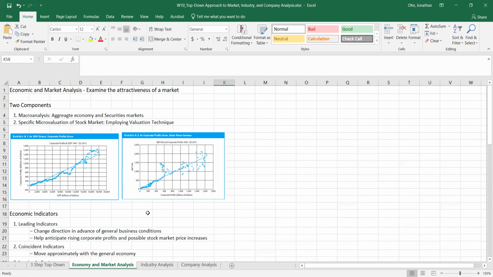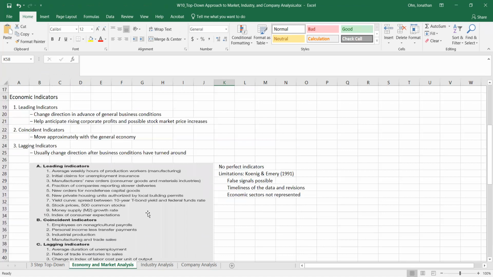And also, if you look at the second one, the S&P 500 and the corporate profit. Corporate profit, that's the corporations, right? S&P 500, the stock market. What do you see? Again, it's a clear positive relationship, right? So macroeconomic analysis, corporations, and the stock market are all very closely and nicely related. That strongly supports our top-down approach, right?